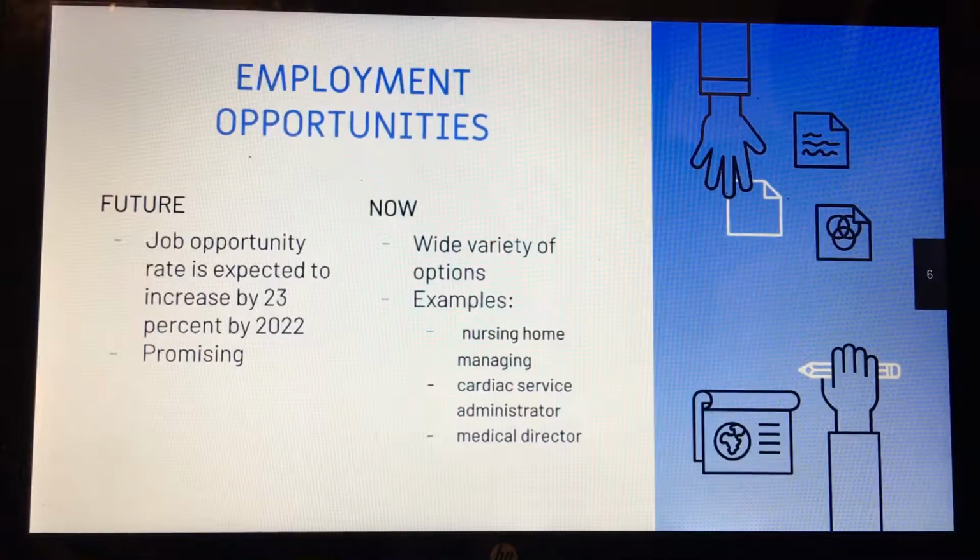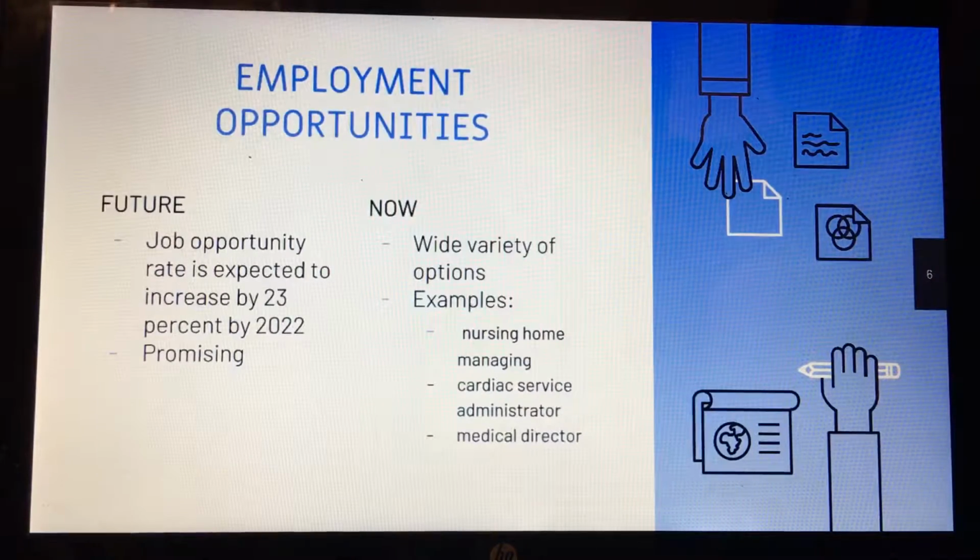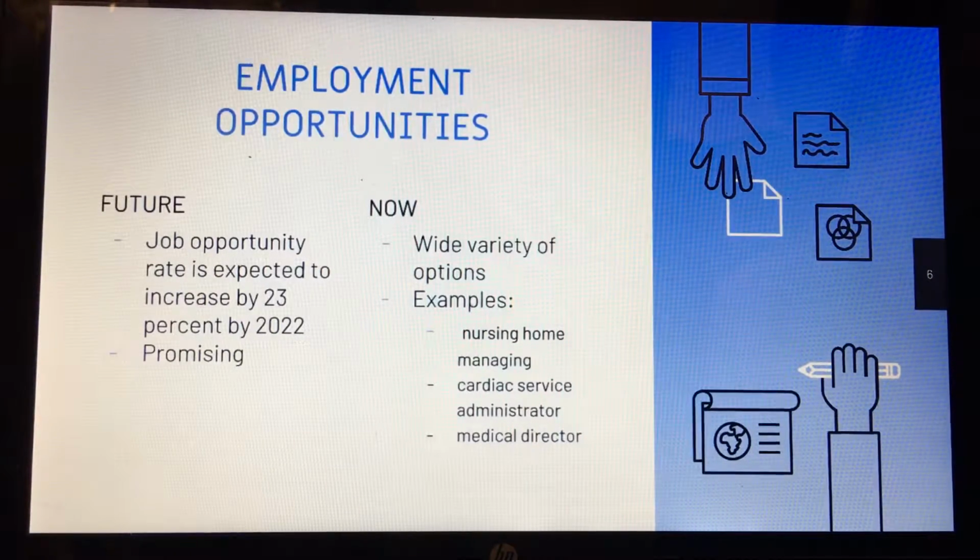Now, a wide variety of options are available. For example, nursing home managing, cardiac service administrator, or medical director. Some of these options include CARD, which is an association with autism, and that's a nonprofit organization, or other nonprofit organizations that need help with planning and regulating HIPAA and such. So those are also places where you can be employed.